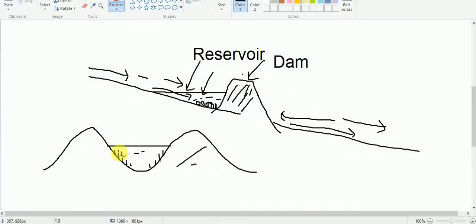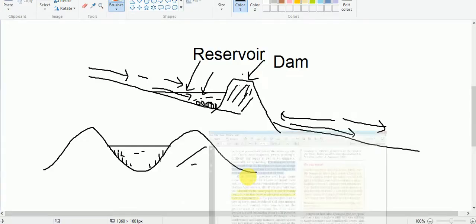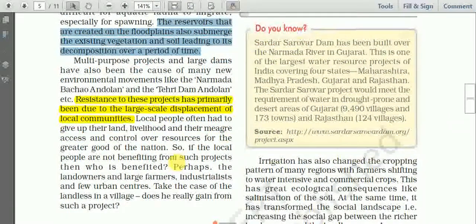Even in the low-lying area, even in the plain area, floodplain means the plain nearby the river bank. There also, if we construct a dam, then the floodplain will be submerged under the water. So these are the disadvantages, the demerits, of multipurpose river valley projects.